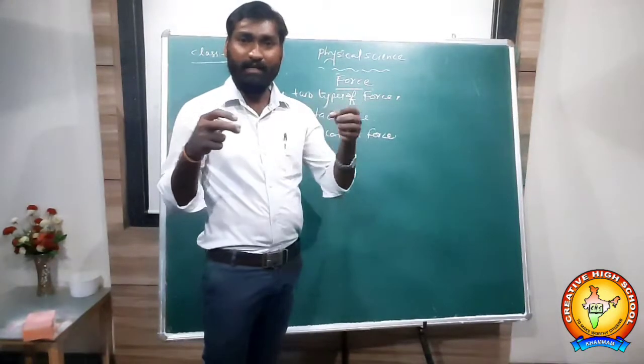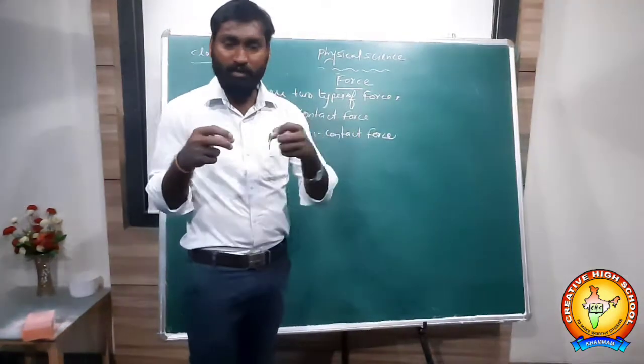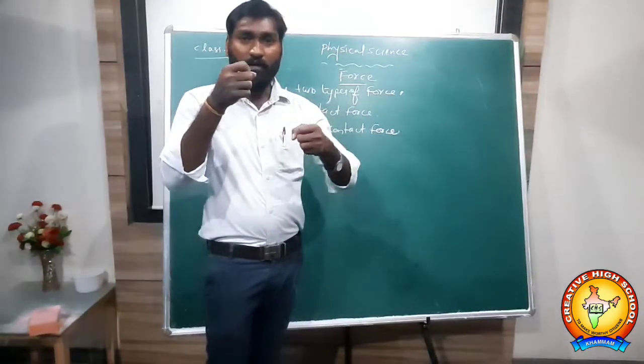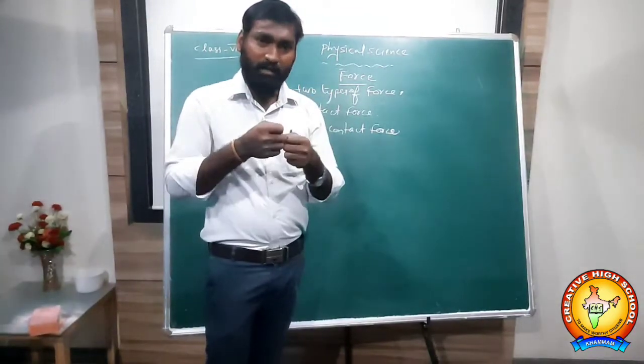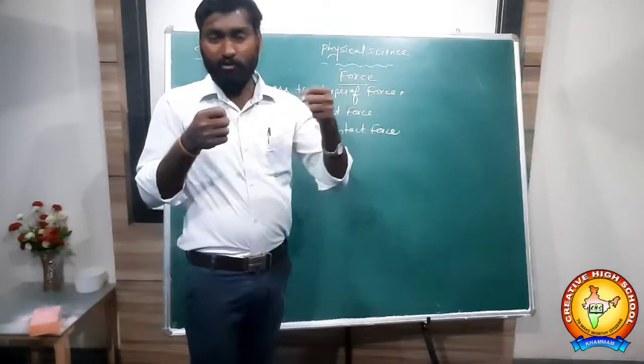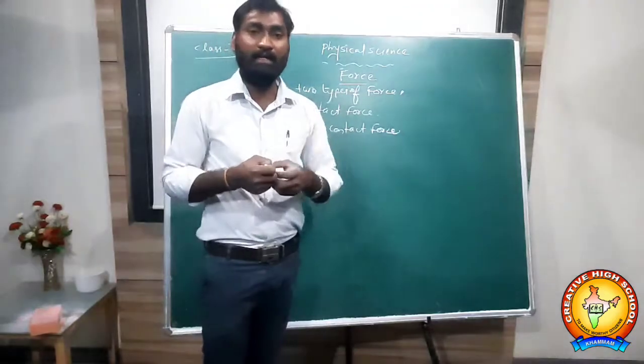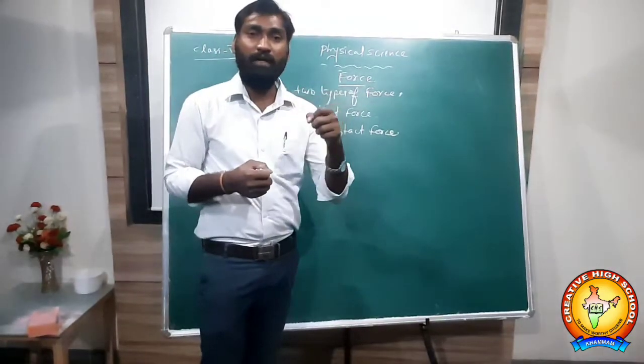The nail is attracted to the magnet. What happens when it is attracting? There is no contact. Even though there is no contact, it will be attracting. So even without contact, the bodies are attracting. This is called a non-contact force.